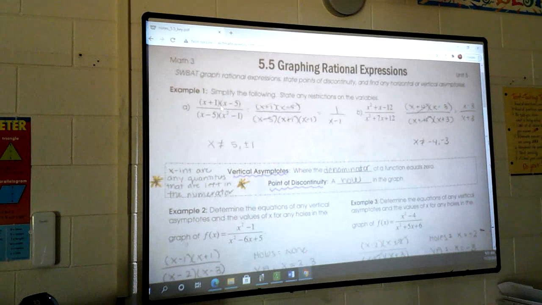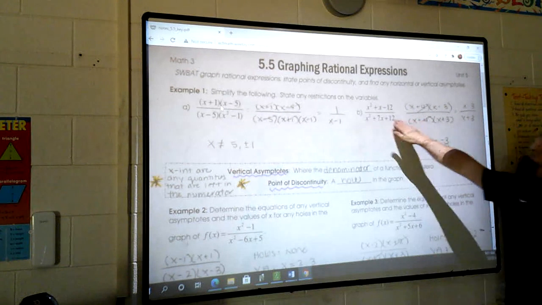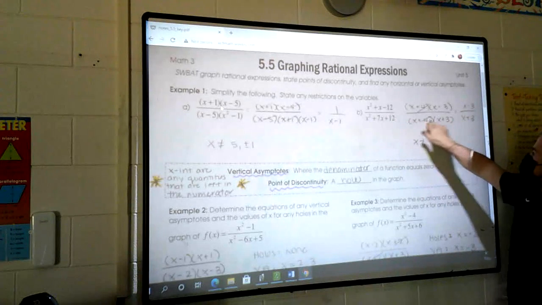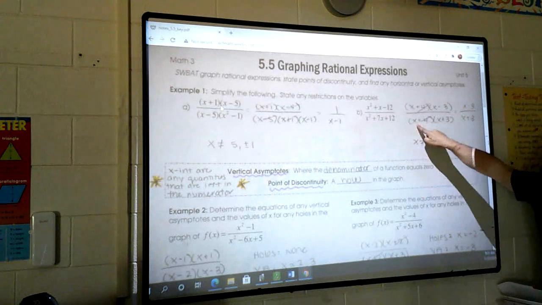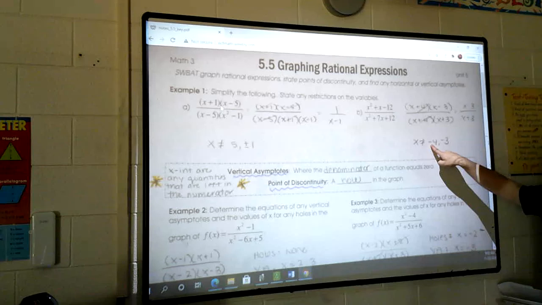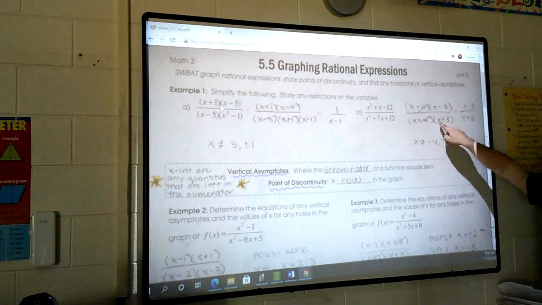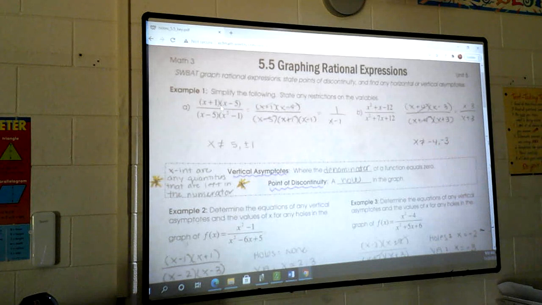Now, to figure out what would make these 0, you look at it when it's factored. If x plus 4, a negative 4 would make it 0. You can't divide by a negative 4. And a negative 3 would make it 0. So negative 4 and negative 3 are called your restrictions, because if you plug those in for x, they make the denominator 0, and you can't divide by 0. So that's just example number 1.